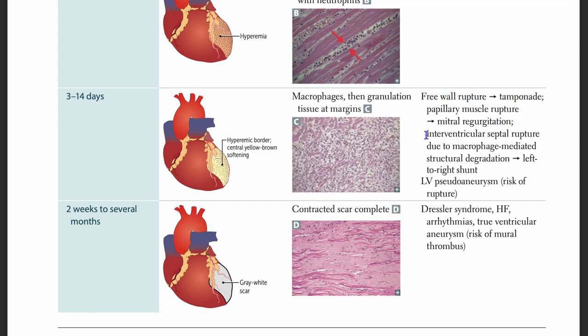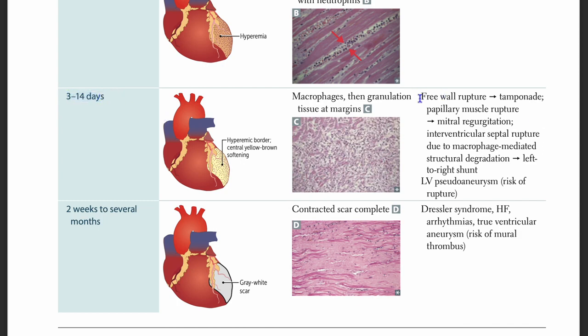Okay. Free wall rupture, tamponade, papillary muscle rupture, mitral regurgitation, interventricular septal rupture due to macrophage-mediated structural degradation. This leads to left to right shunt. So LV pseudoaneurysm, aneurysm, risk of rupture. So this is the important one right here, pseudoaneurysm. There's a risk of rupture here between the first and the second week after 3 days.